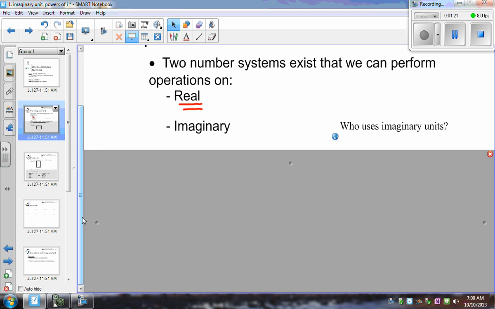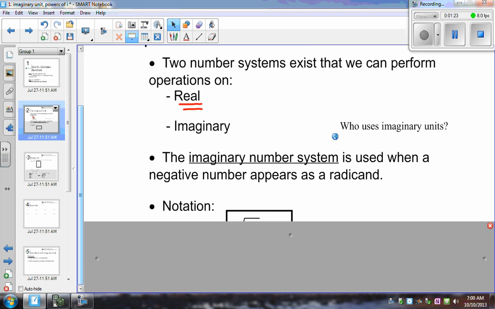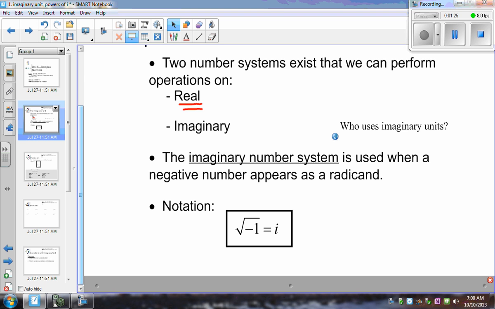However, there are certain types of situations where we cannot calculate values in that system, and we use this other system known as the imaginary number system. As you guys can see in the definition here, the imaginary number system is used when we have a negative number in our radicand. And you notice the notation there.